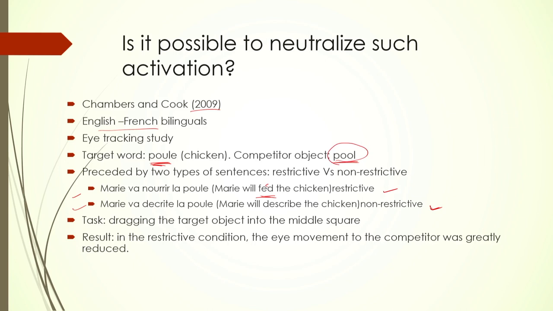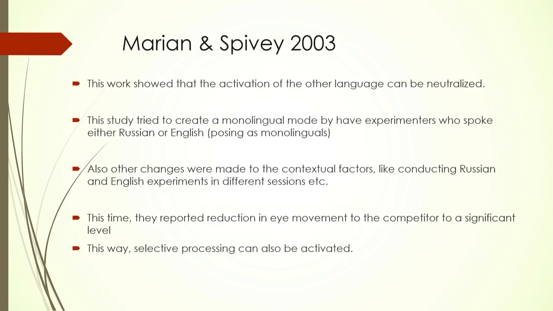They found that in the restrictive condition, the eye movement to the competitor was greatly reduced. So this is our restrictive condition. Automatically, when you have fed here, you cannot have a non-living entity. So pool is out. That is why it was not looked at. So you can actually manipulate our mental mechanism with respect to how we allocate our visual attention by this kind of method.